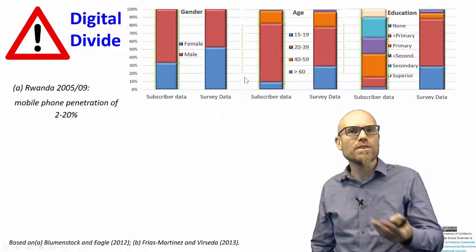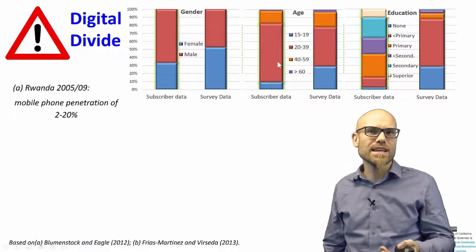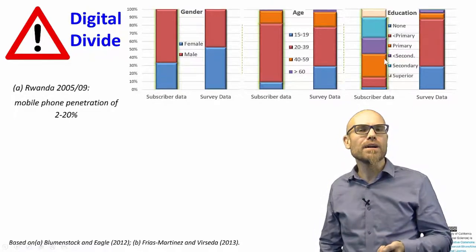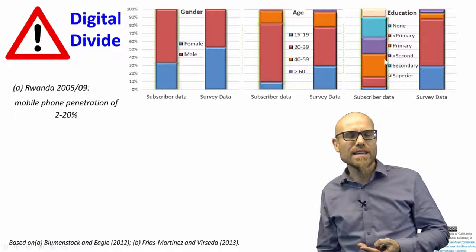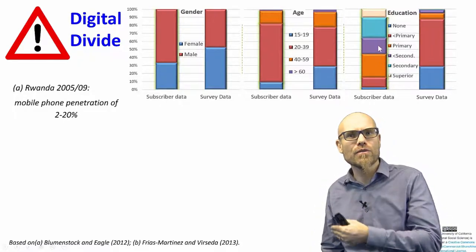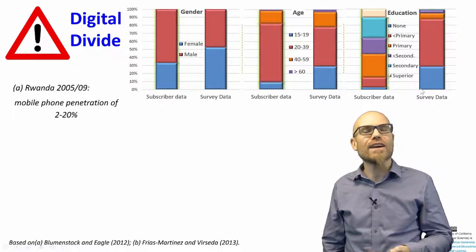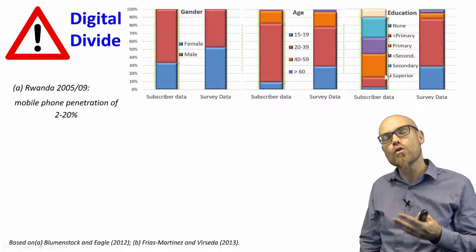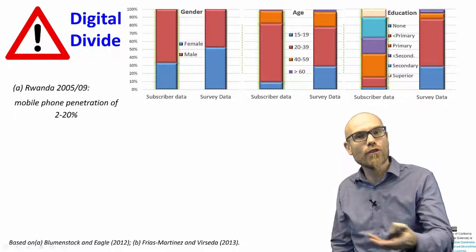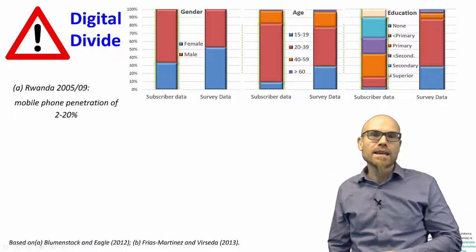Same as with age, for example. Middle income is overly represented here. And with education as well, people with higher education are actually overly represented with regard to illiterate people with very low education, who at that time did not have access to a cell phone in Rwanda. So the digital footprint in Rwanda is biased in terms of who has access to the technology, and that's what Josh showed in the study.